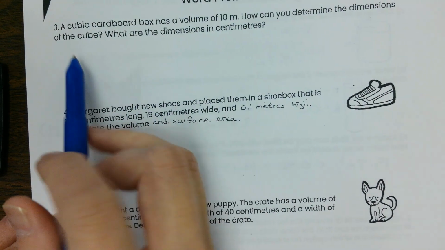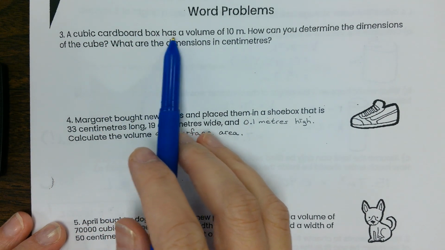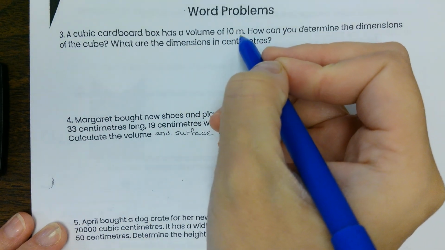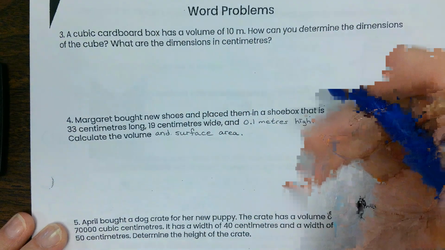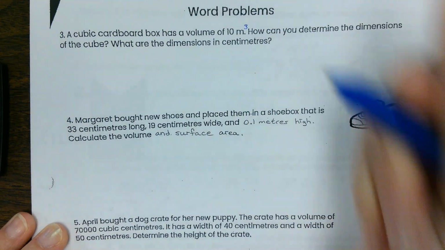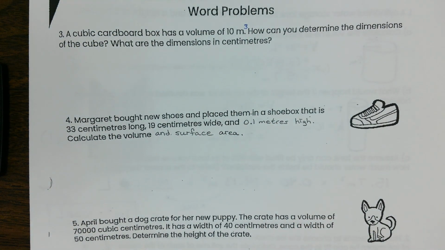Okay. This one, a cubic cardboard box has a volume of. What's my mistake right here? Yeah, it's volume. Talk about units. Have to mark off.